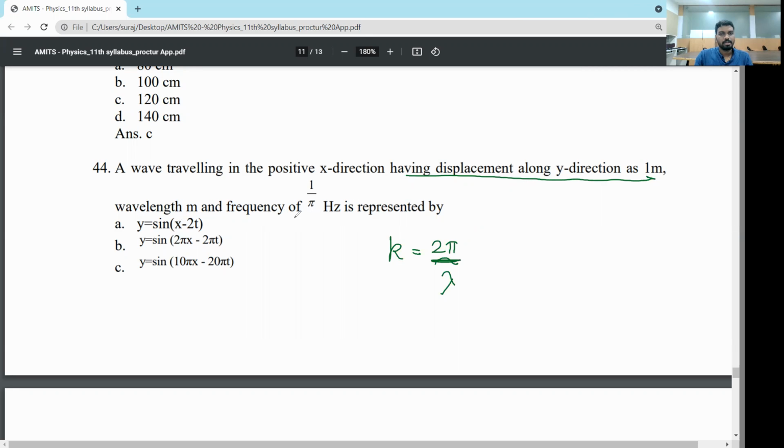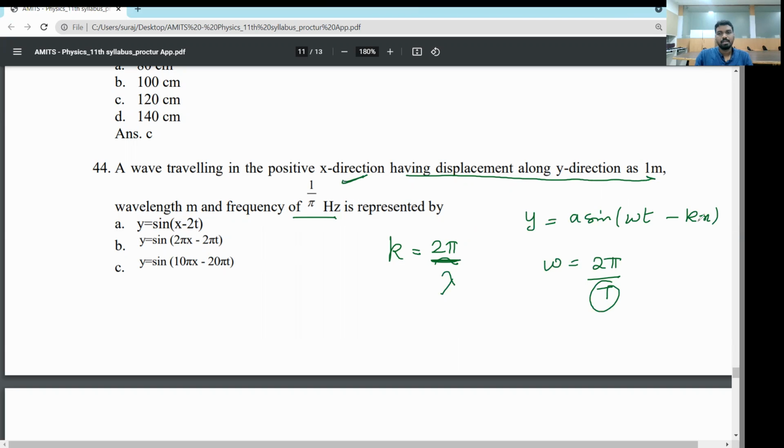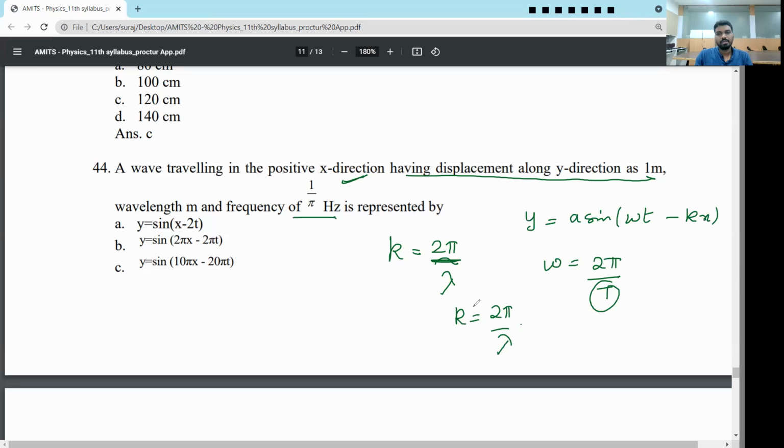Frequency of 1 by lambda hertz is represented by y equal to a sine (omega t minus kx). Both the signs should be opposite, then only we can say that it is moving in the positive x direction. Omega is 2 pi by time period, this is how we can find the time period. And k is 2 pi by lambda, this is how we can find the wavelength. Next question.